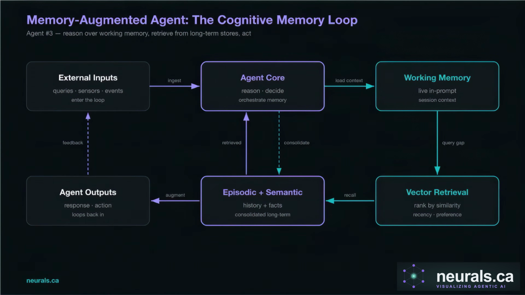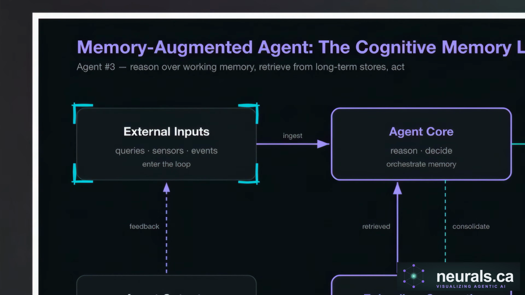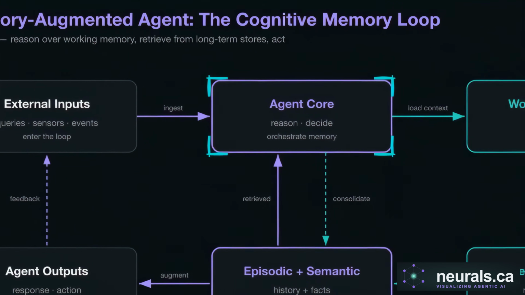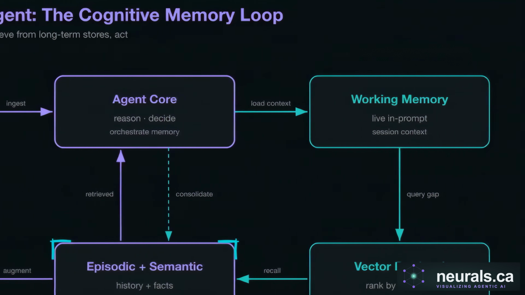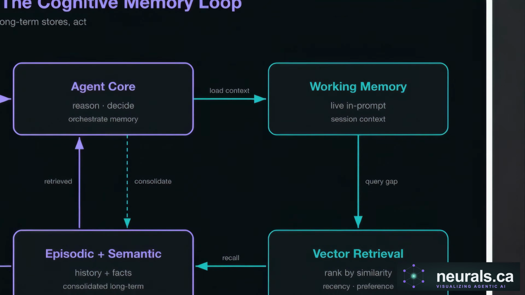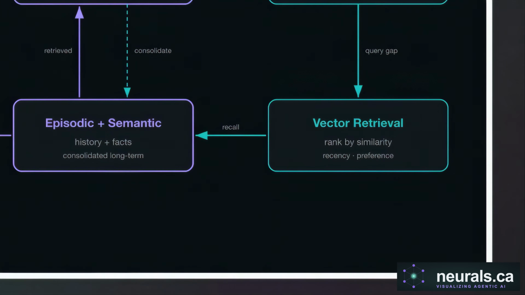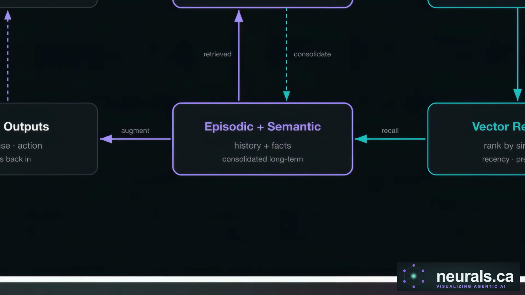This diagram illustrates the 6-stage closed cognitive loop that powers the memory-augmented architecture. Stage 1 is external inputs. This is where user queries, environmental events, and sensor data first enter the system to initiate the cognitive cycle. In Stage 2, that data hits the agent core. In Stage 5, the retrieval engine pulls the necessary history and facts from the episodic and semantic stores, bridging the gap between past events and the current query.